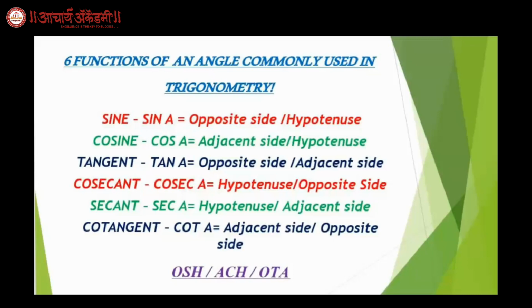Cos A is adjacent side upon hypotenuse. Tan A is opposite side upon adjacent side. Cosec A is hypotenuse upon opposite side. Sec A is hypotenuse upon adjacent side. And cot A is adjacent side upon opposite side.